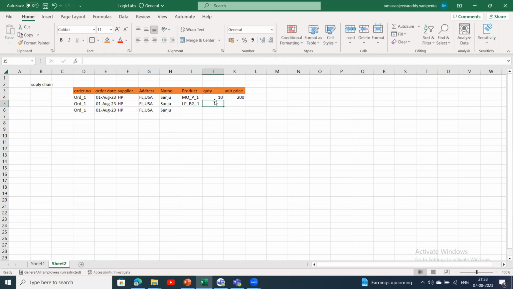How many laptop bags am I ordering? I'm ordering 5 laptop bags, and each is 500 worth. And another product I'm ordering is CH_1, my charger. I'm ordering 2 chargers, each worth 1000.